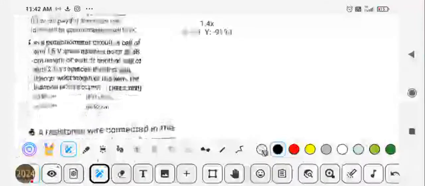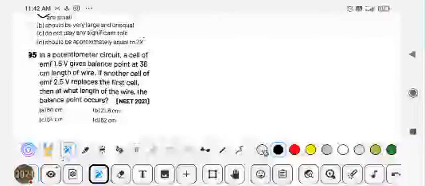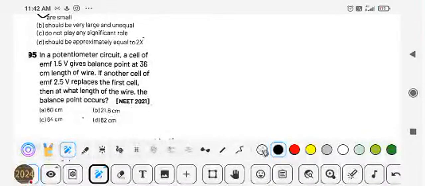Moving on to the next question, that is the 95th question. The potentiometer circuit has a 1.5 volt cell with balance point at 36 centimeter, and another cell of 2.5 volt replaces the first cell. Then at what length of the wire does the balance point occur? They are replacing the EMF.